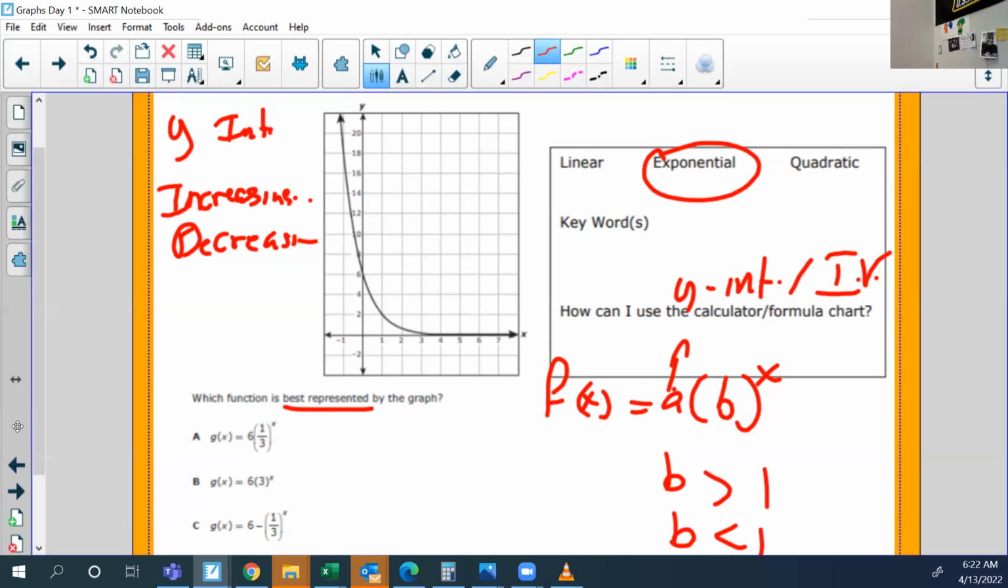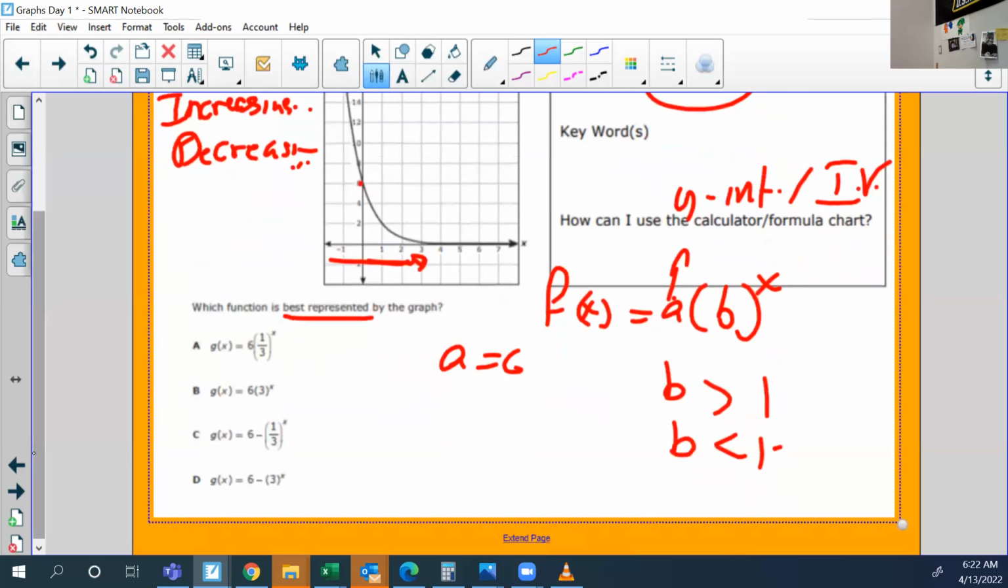So look at the graph now. We see that the y-intercept is 6. So my a is 6. And is the graph increasing or decreasing? If I look at the graph, as you go from right to left, you can see that the graph is going down. So that's how you read the graph. So yes, it is decreasing. So therefore, my base has to be less than 1.